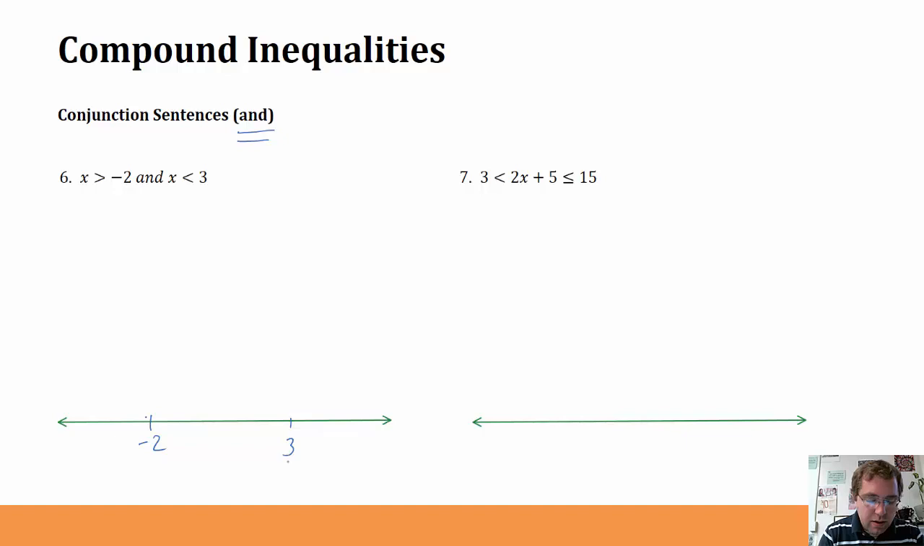We have negative 2 there, 3 there. If x is greater than negative 2, that means it's to the right of negative 2. If x is less than 3, it means it's to the left of 3. But what this is saying is it needs to be both. The AND implies both of those conditions have to be met. It has to be greater than negative 2 and it has to be less than 3. Well, for what numbers are both of those conditions met? Only the numbers in between negative 2 and 3 meet those conditions.